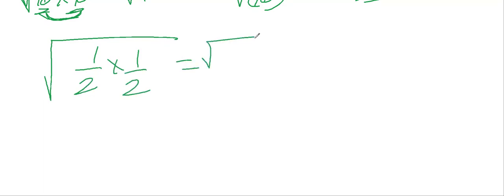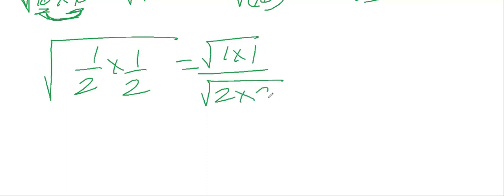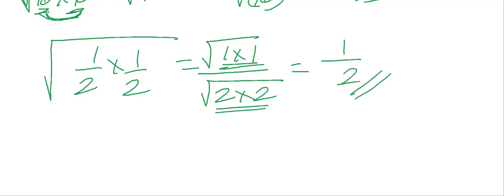Okay, square root of 1 into 2 into 2 will be what? It will be square root of 1 into 1 divided by square root of 2 into 2. So square root of 1 into 1, 2 times 1 is there, so it will be 1. 2 times 2 is there, so it will be 2. So 1 by 2 will be the answer.